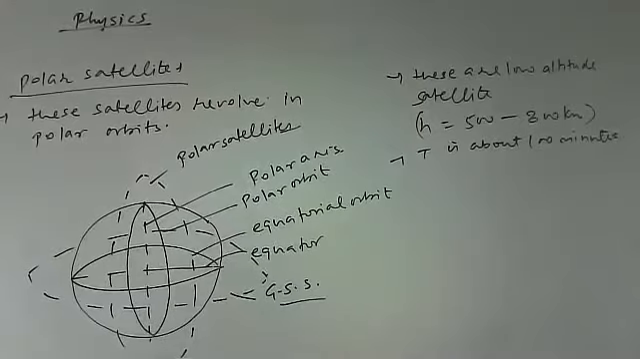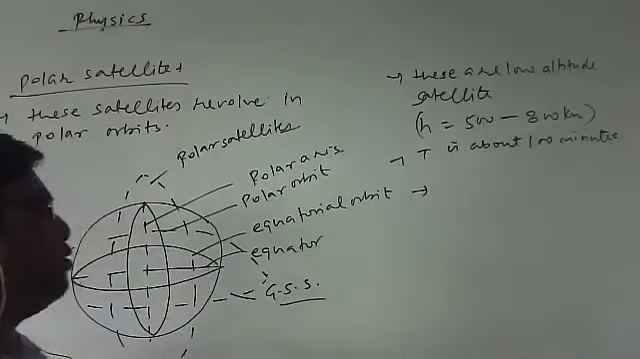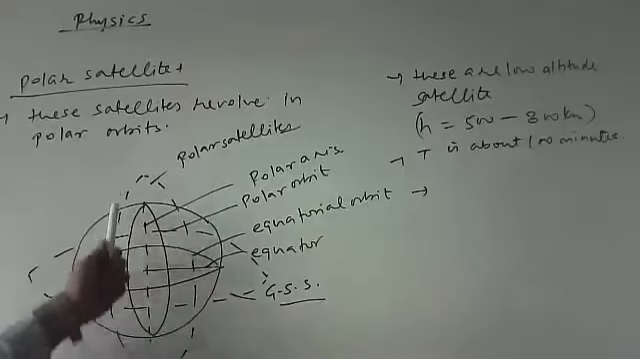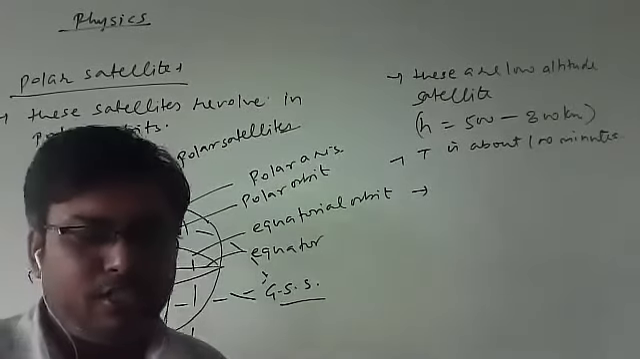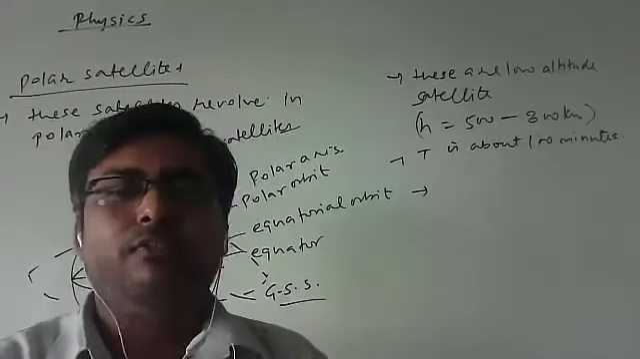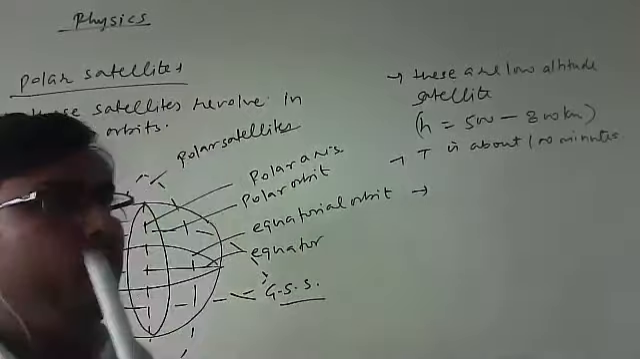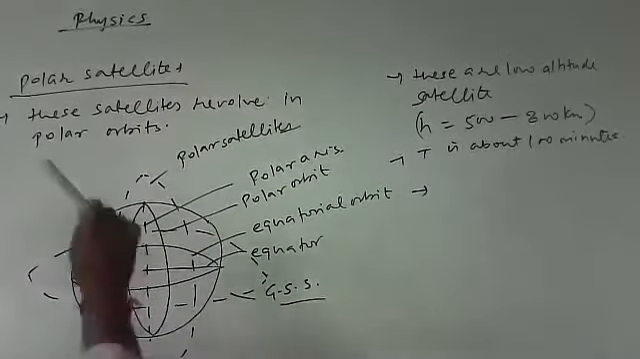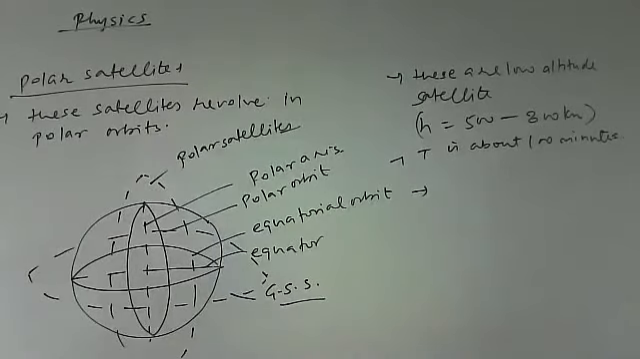These satellites move around the poles of Earth. Please write the next point. The satellite moves around the poles of Earth, as we have shown here in the sketch, from north to south direction, and Earth revolves on its axis from west to east. Polar satellites are moving from north to south. These both are perpendicular.